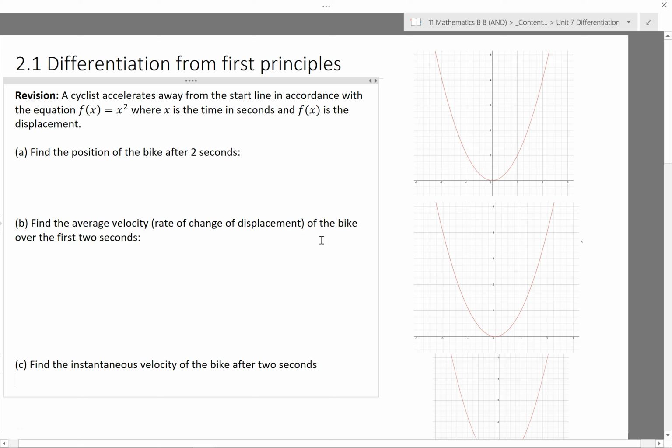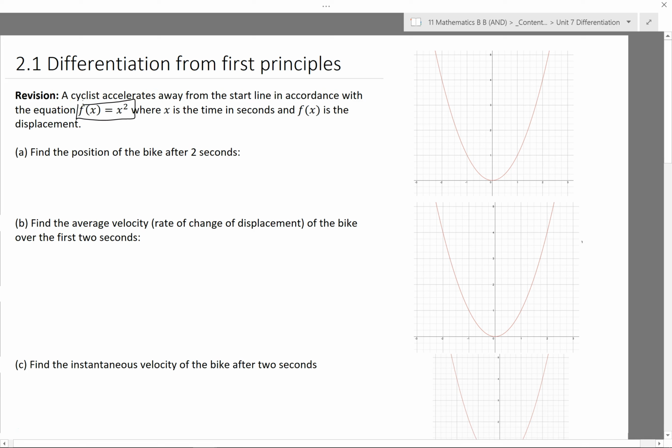The purpose of this video is to look at differentiation from first principles, so to use all those limit ideas that we've been developing. So just a bit of revision on function notation to make sure we know how to do this. I've got a cyclist going over from a start line according to this equation.